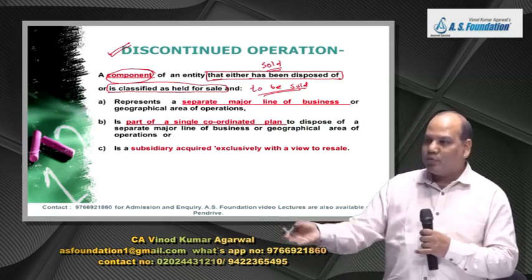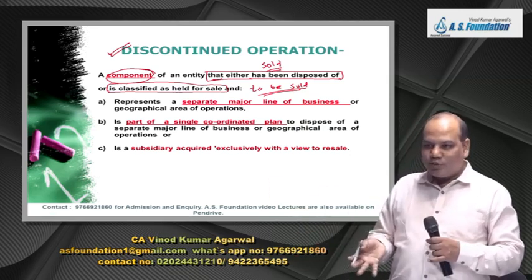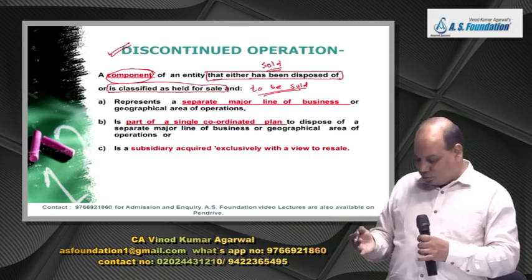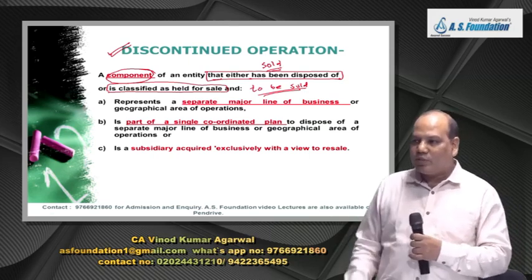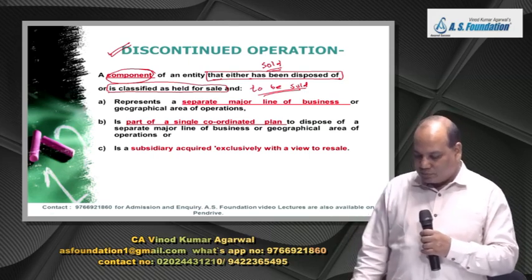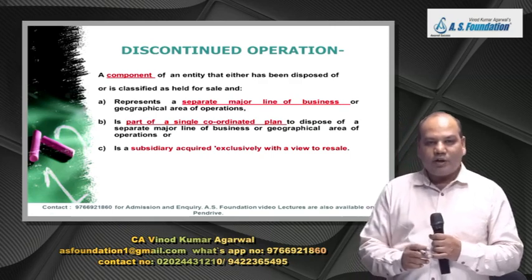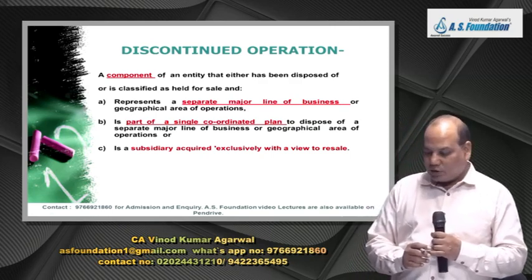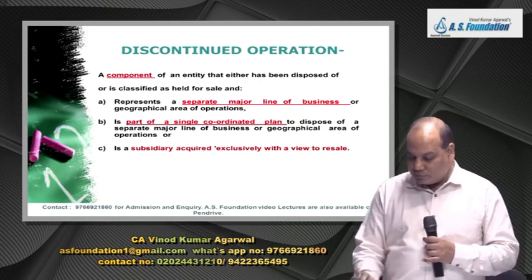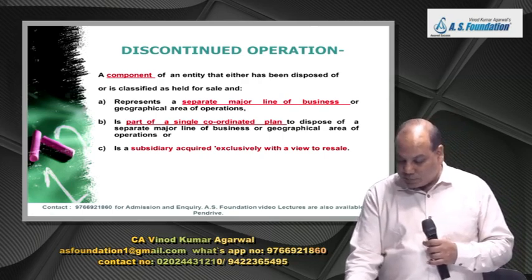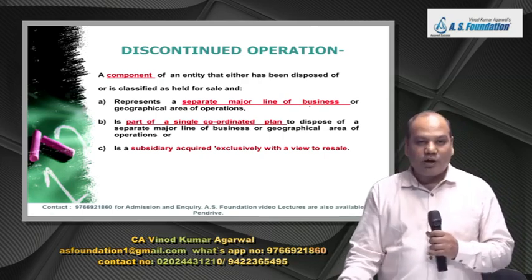Why wait for tomorrow? Now you know that it is going to be sold. So from this year only, you start giving information about this operation separately. Now what are the features of a discontinued operation? First, it should be a component of an entity that has been sold or is about to be sold, held for sale.